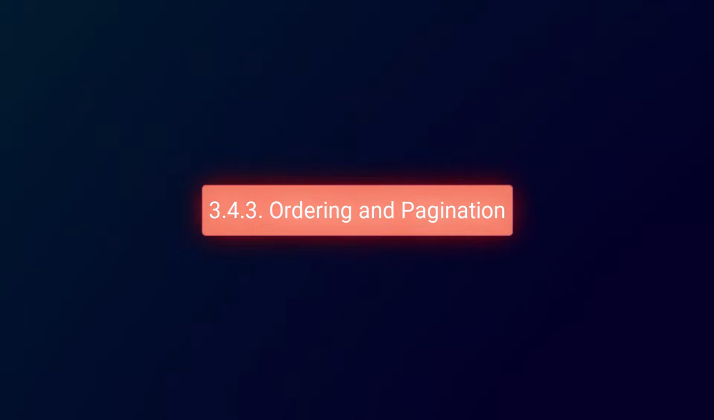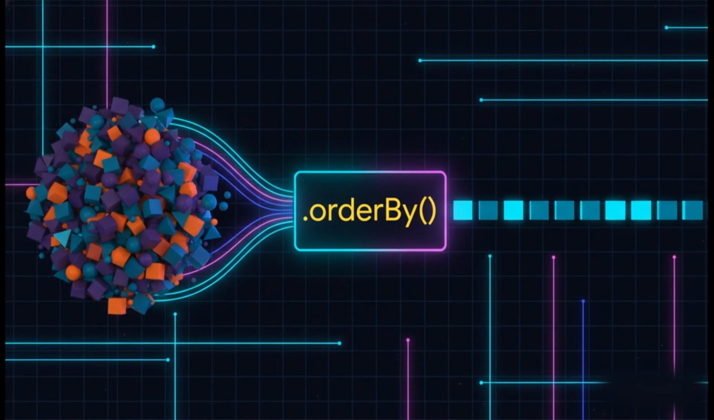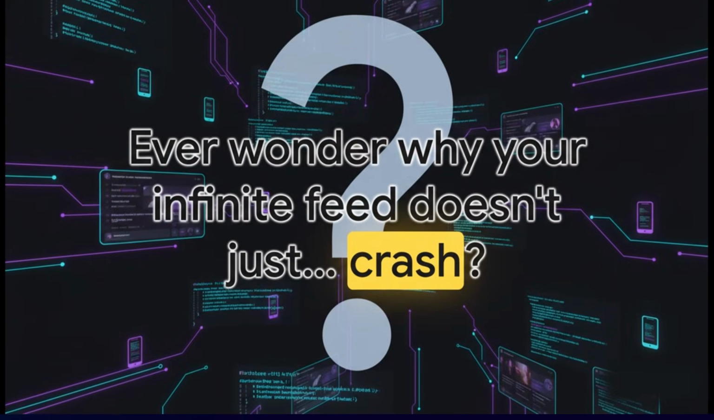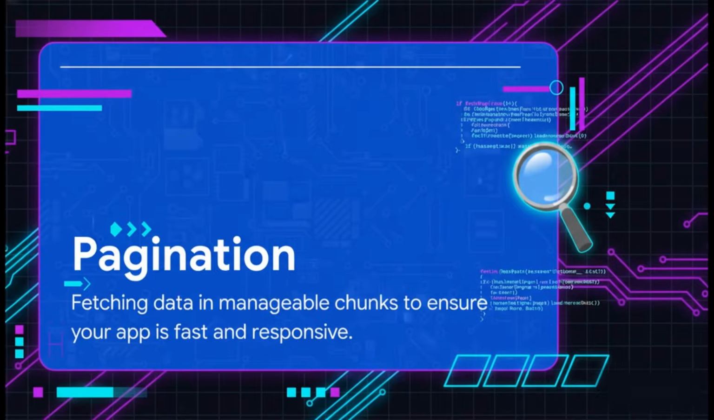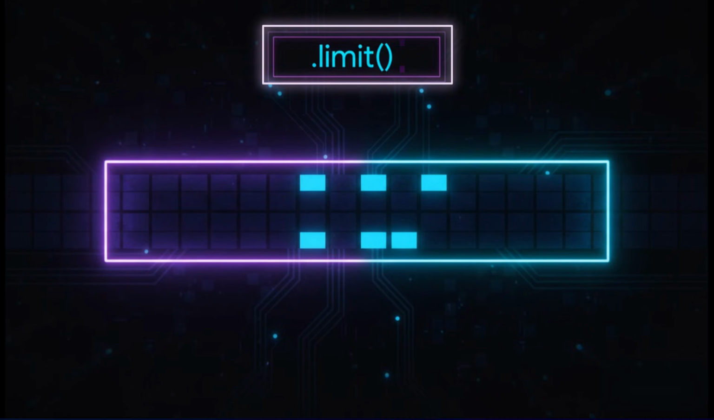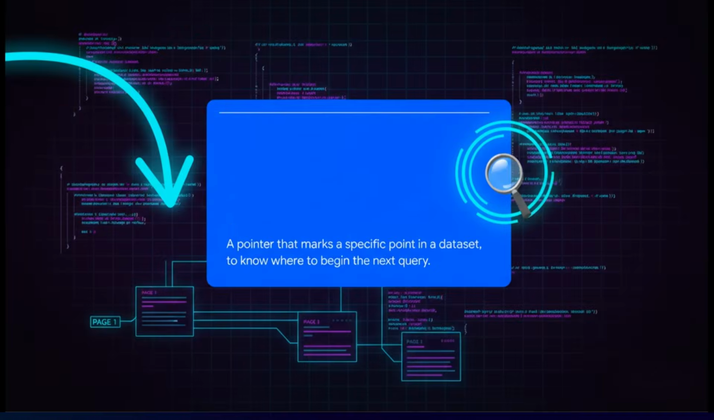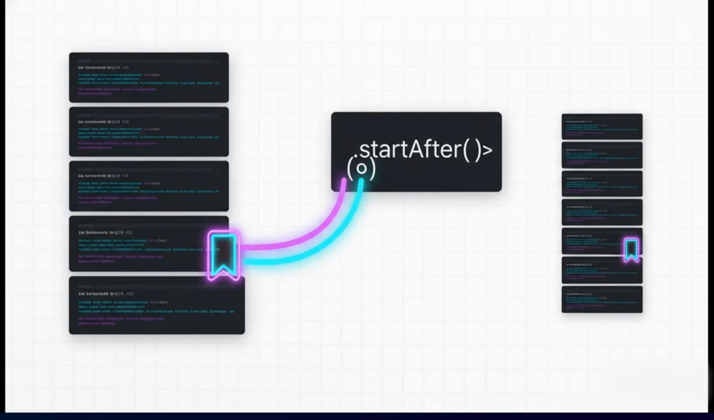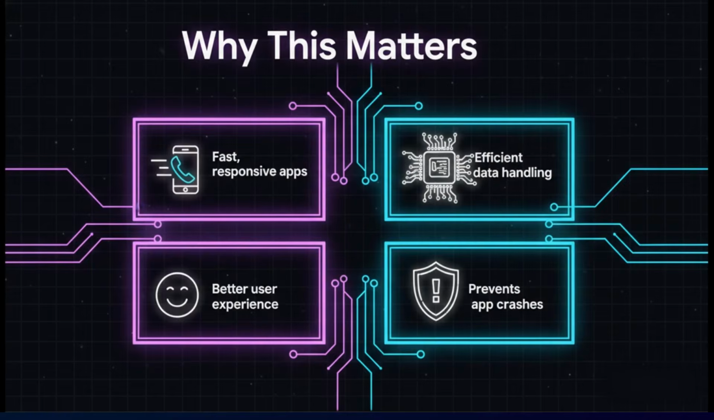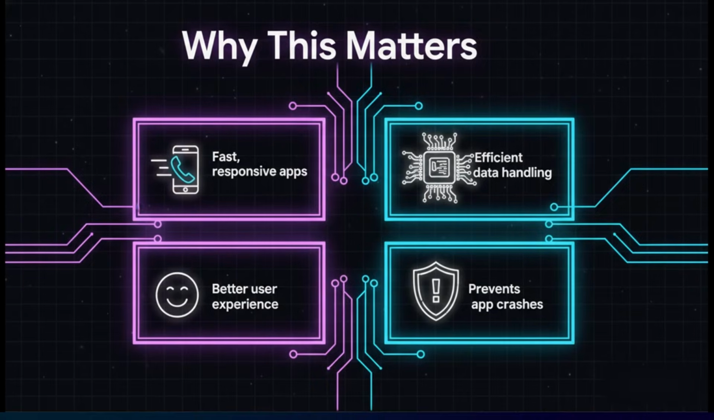Ordering and pagination. To control the order of the results, you use the orderBy function. For large data sets, it's not efficient to retrieve all documents at once. Pagination is a solution where you fetch data in manageable chunks. You use limit to specify the number of documents to retrieve per page and a cursor, often the last document from the previous page, to mark the starting point for the next page. This ensures your app is fast and responsive without being overloaded.